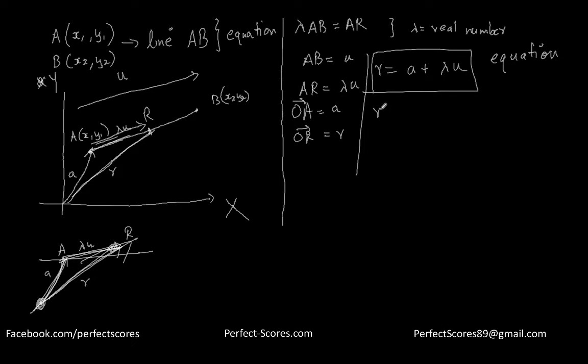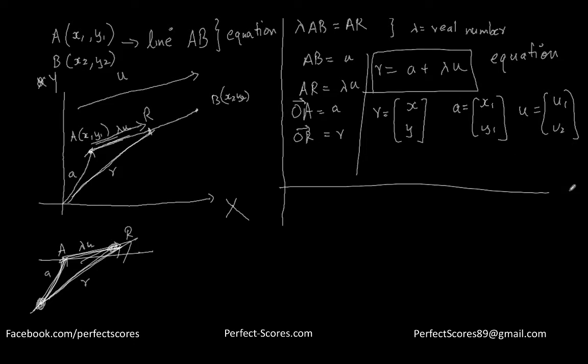So since r, I'm going to define the vector r to be, let's say, equal to x and y. Let's suppose it has components x and y. I'm going to define vector a to have components x1 and y1. I'm going to define u to have components u1 and u2. So from this equation, what we can say is that vector xy is equal to vector x1 y1 plus lambda times vector u1 u2.